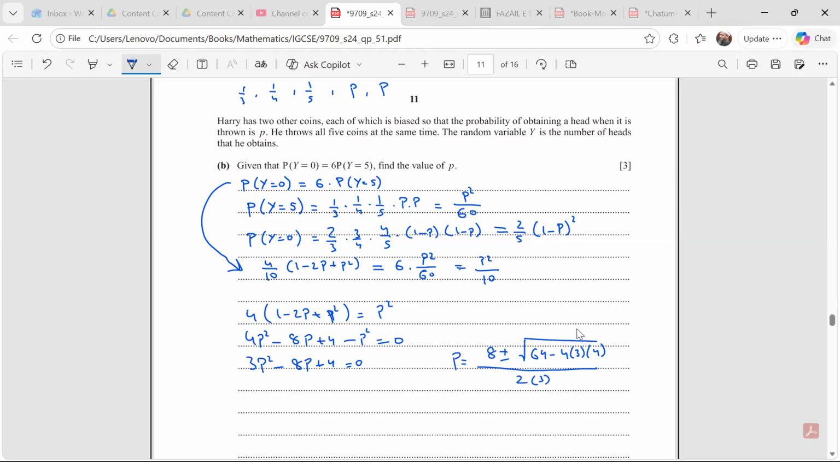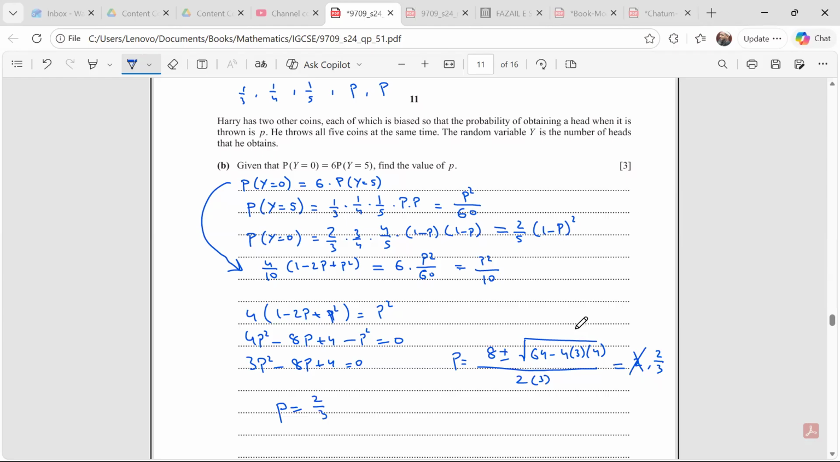Okay, when I solved this formula, it gave me two answers. One was 2 and one was 2/3. Okay, of course, 2 cannot be the answer because probability is always between 0 and 1. So it is not acceptable. So the value of p, the probability of the fourth and fifth coin, is 2 by 3.